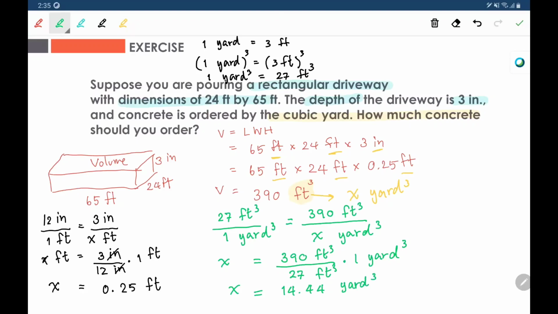So this is the exact amount that you want. But when you order, normally we have to round the number. So you can round the number. You may say you have to order the concrete around 15 cubic yard.